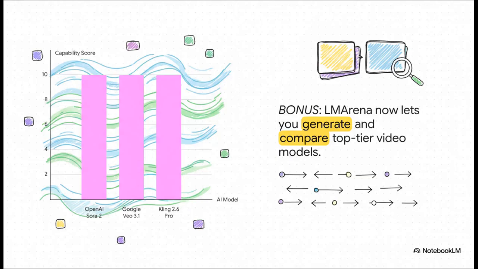Oh, and here's a little bonus tip for you. A site called LM Arena, which is already famous for letting you compare image models, has now added video. This means you can generate clips from all the top-tier models. We're talking Sora 2, Google Veo, Kling, and see their results right next to each other. It's an awesome way to see what the state-of-the-art really looks like. And as you can see, the top players are all kind of in a league of their own.